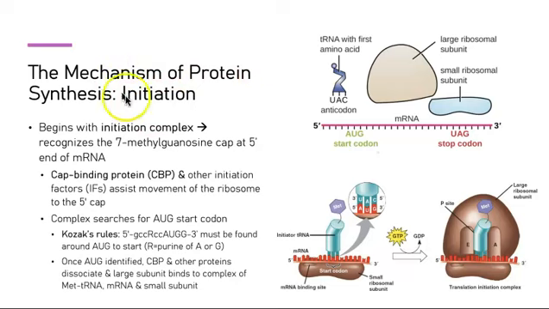Now let's get started in talking about the actual process of translation. And we're going to start with initiation. We need to find our initiation complex. So we're going to look for that 7-methylguanosine cap at the 5' end, where the initiation complex can bind. We have our cap binding protein and other initiation factors as well that are going to help move our ribosome over to the 5' end.